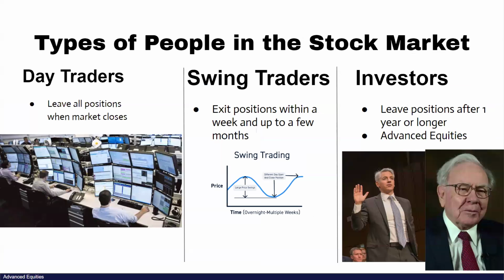So types of people in the stock market. There's day traders. They typically leave all their positions when the market closes. There's also swing traders. They exit their positions within weeks and up to a few months. And then investors are leaving positions after 1 year or longer. That's typically how you classify it. So an investor is what advanced equities, that's what we're trying to teach. We are trying to teach investing because we feel that long-term growth outweighs short-term profits.